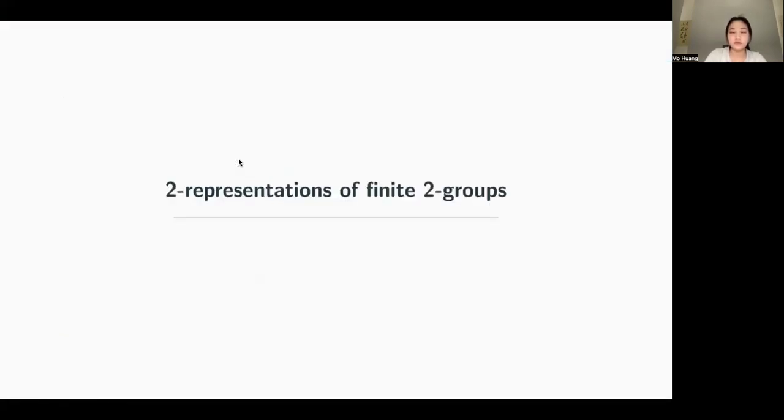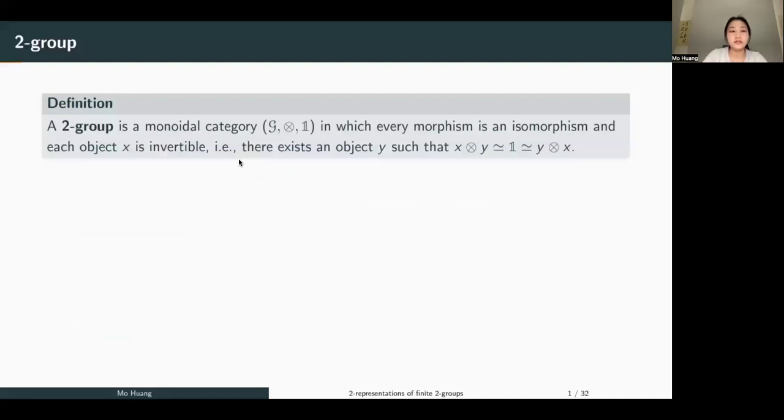Okay, now let's go into the first part. What is a two group? A two group is a monoidal category G in which every morphism is an isomorphism and each object X is invertible. That is, there exists an object Y such that X tensor Y is isomorphic to the tensor unit, so is Y tensor X.